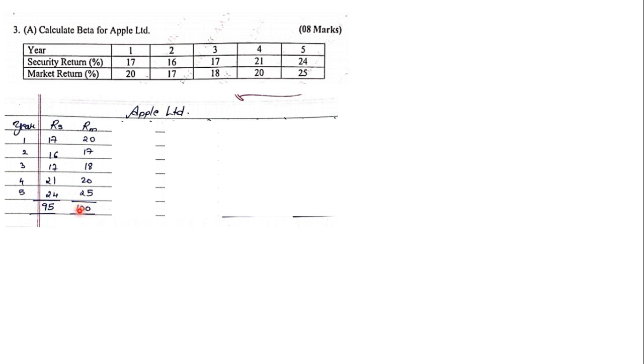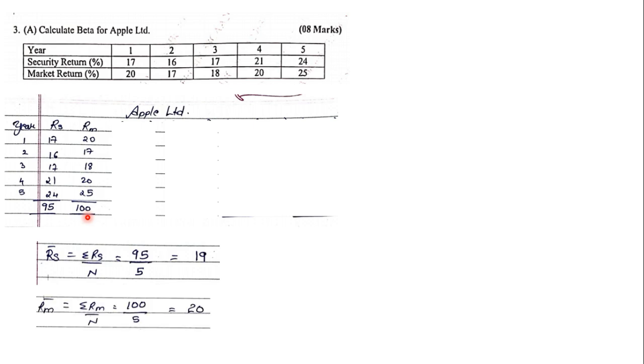Once you get the total, we need to find the average. RS bar will be the RS total upon number of years, that is 5, and RM bar will be 100 divided by 5. So RS bar, sigma RS 95 upon 5, came to 19. RM bar, sigma RM 100 upon 5, came to 20. Now this is very important, you have to look here very carefully. Once you have RM and RS, the next step is RS minus RS bar. So each value of RS minus 19: 17 minus 19 is negative 2, 16 minus 19 is negative 3, 17 minus 19 is negative 2, 21 minus 19 is positive 2, 24 minus 19 is 5.